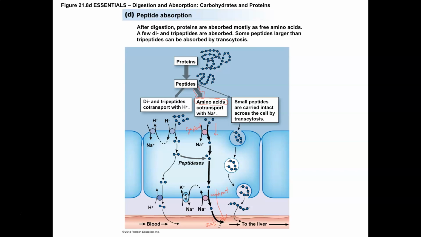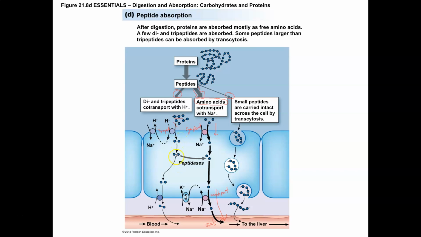There is some absorption. You'll see some of these smaller arrows here. So this arrow here and this arrow here. There is some absorption of dipeptides and tripeptides. The larger fragments, these di and tripeptides, are going to be using a hydrogen dependent symport. So this is also a symport here. So as the hydrogen enters into the cell, it's bringing the dipeptide or tripeptide with it.